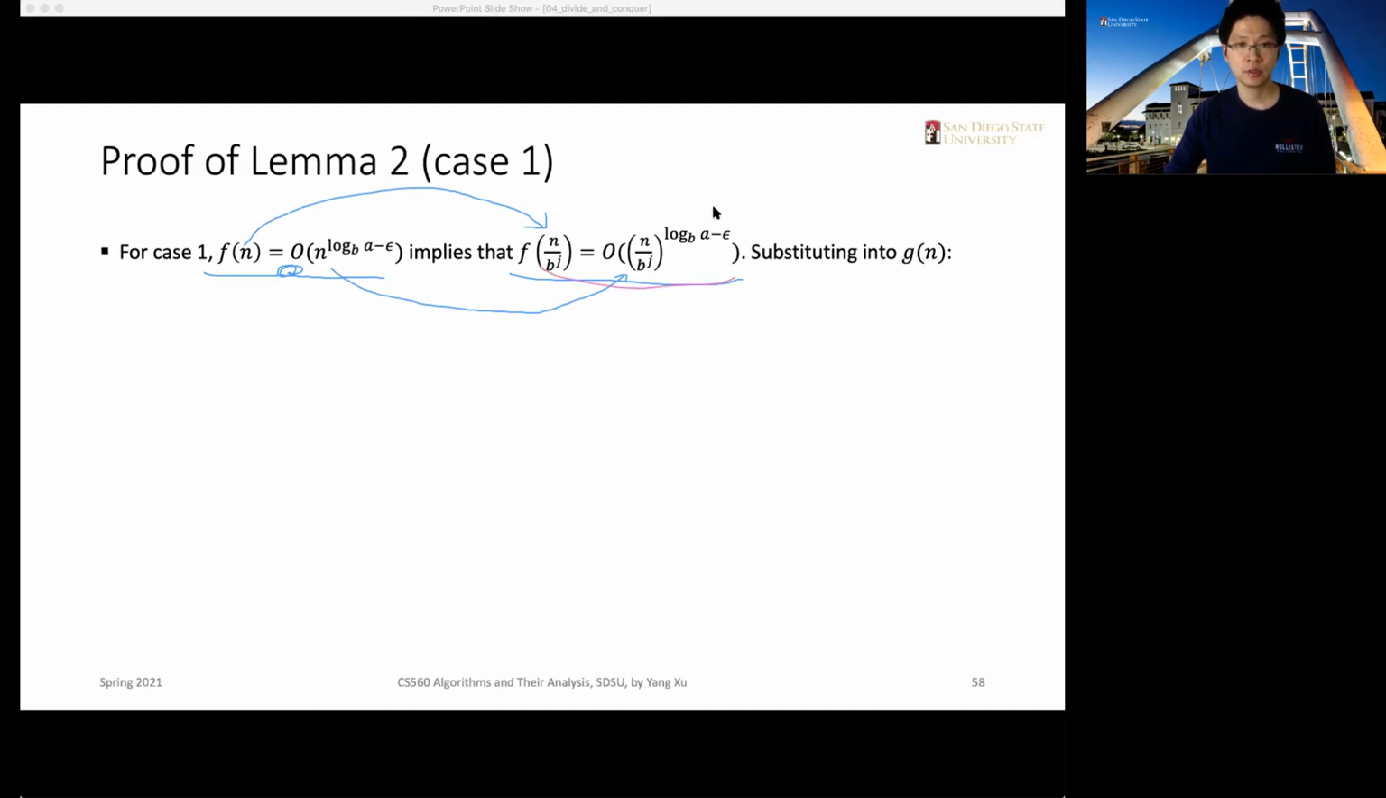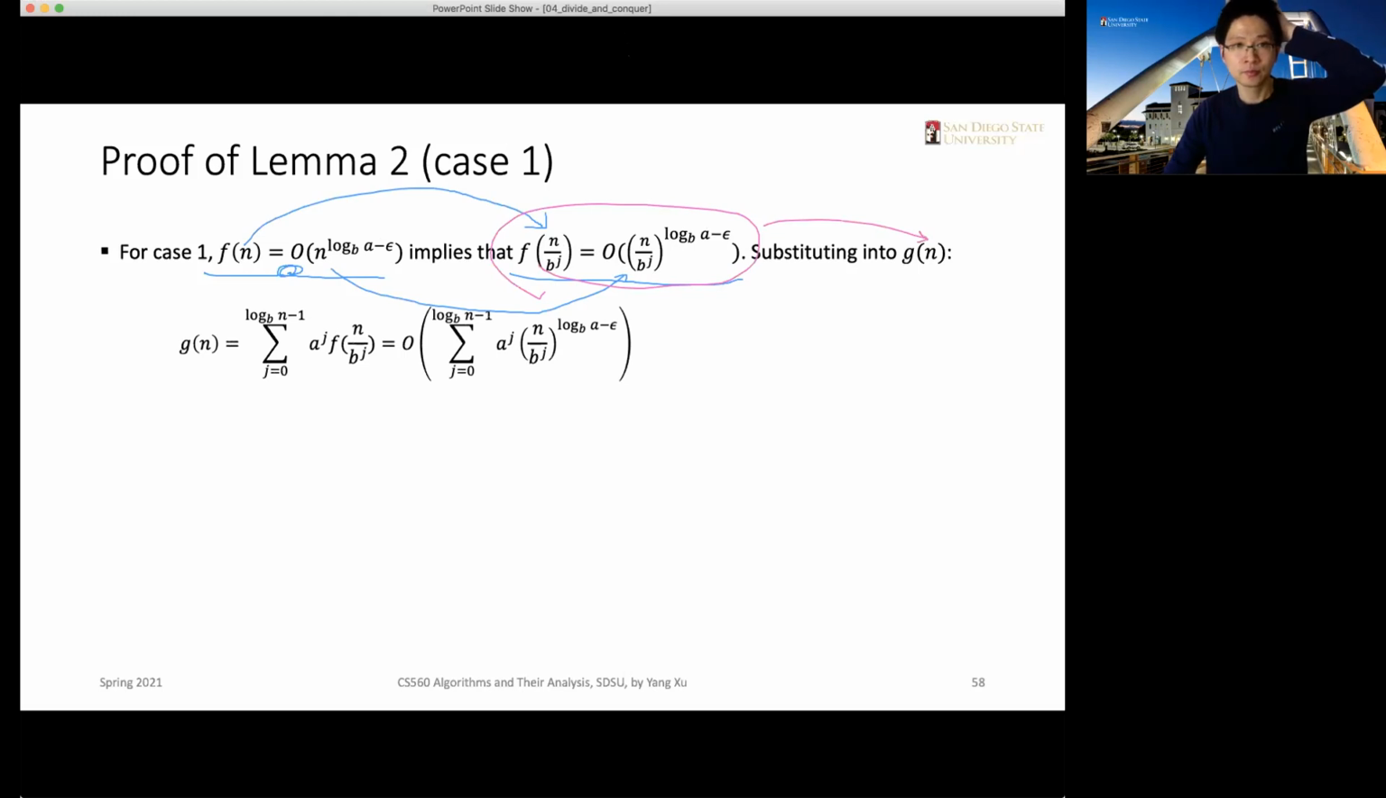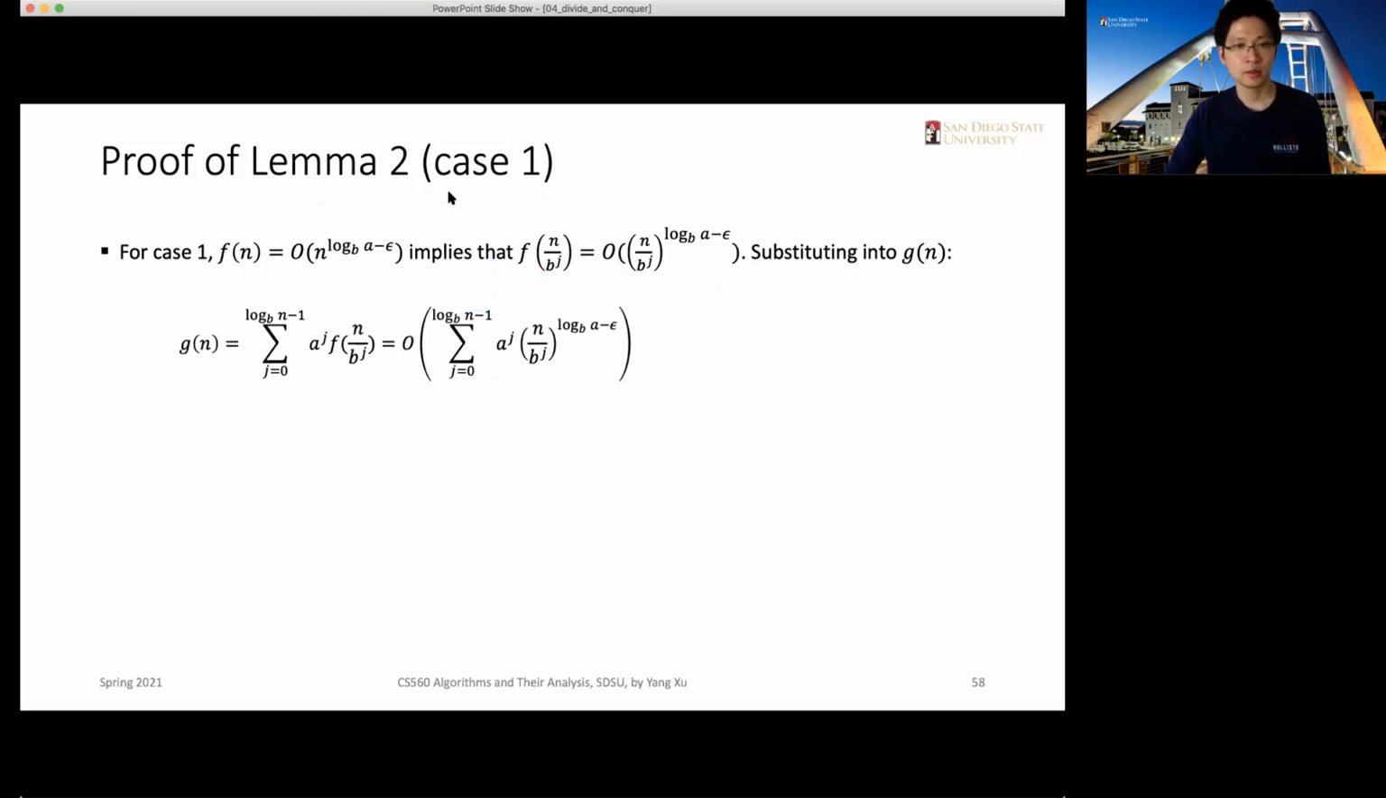We can substitute these parts into g of n, and everything becomes this summation of a to the j times these more complex terms. It may look more complex, but actually we can find a way. Remember, there's a big O there. Big O means the upper bound. So we now eliminate the f, and replace it with some upper bound.